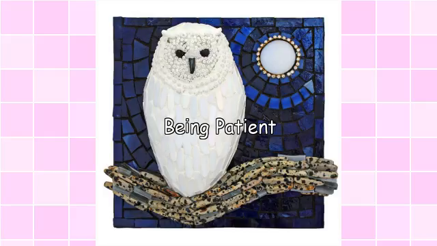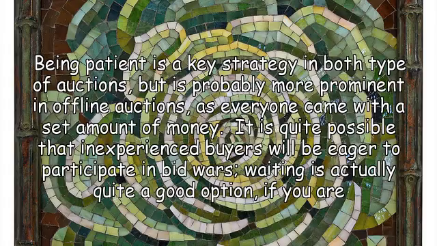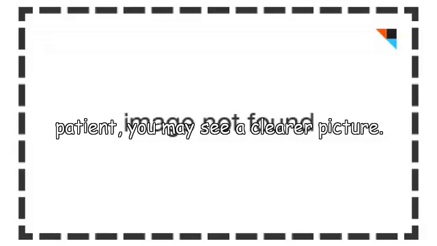Techniques. Being patient. Being patient is a key strategy in both types of auctions, but is probably more prominent in offline auctions, as everyone came with a set amount of money. It is quite possible that inexperienced buyers will be eager to participate in bid wars. Waiting is actually quite a good option if you are patient. You may see a clearer picture.